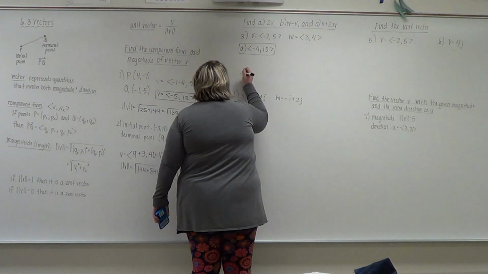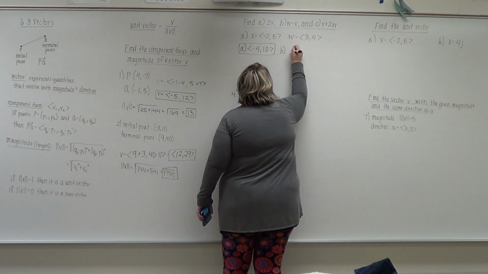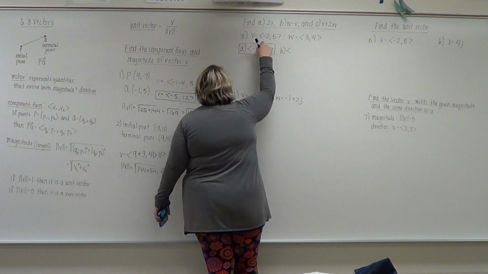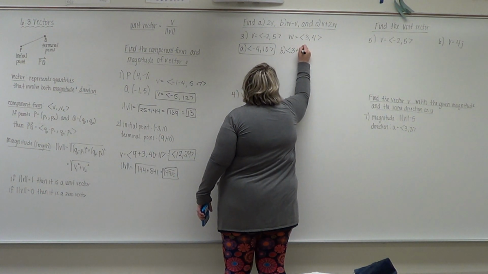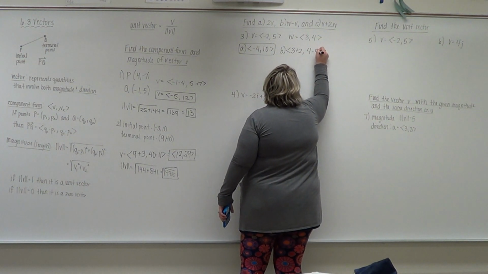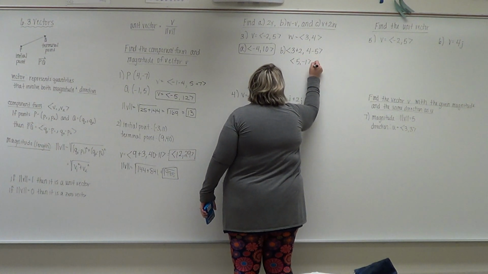Okay, for part B, if I want to subtract vectors, so I'm taking W minus V, I would match them up, just like we would do on 2 points to find component form. So this would be 3 minus -2, which would be 3 plus 2, and then 4 minus 5. So this would be 5, -1.